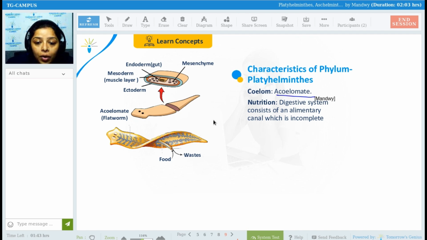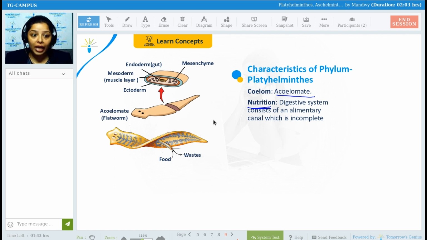Okay, as we already discussed the coelom and acoelomate, now let's see the different life processes and how they proceed. The first one is nutrition. As we know, some of the Platyhelminthes are parasites, right? So they will remain attached to the host body, host cell, and they will derive the nutrients from there.